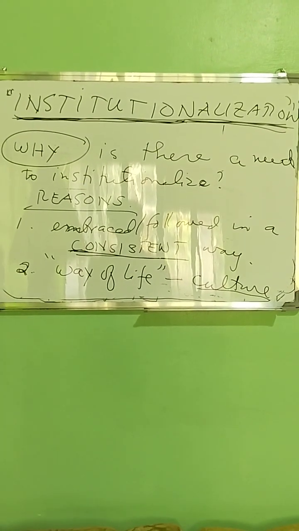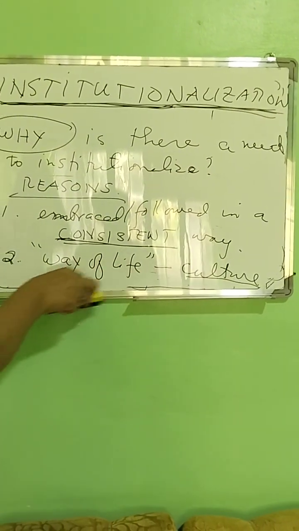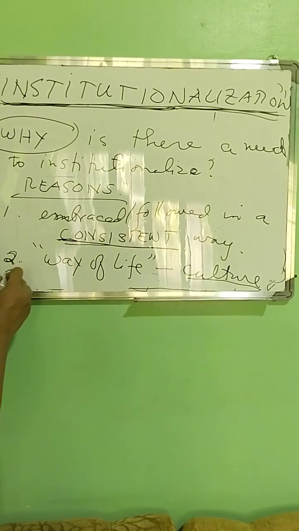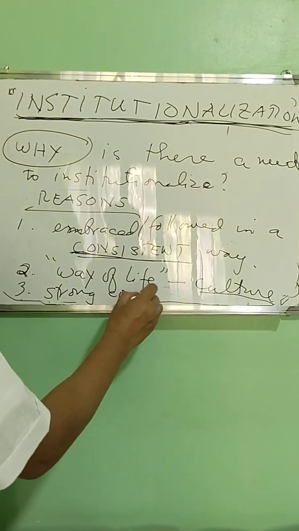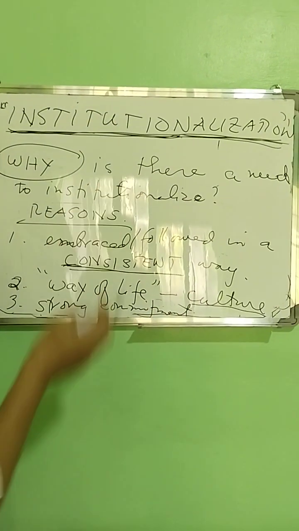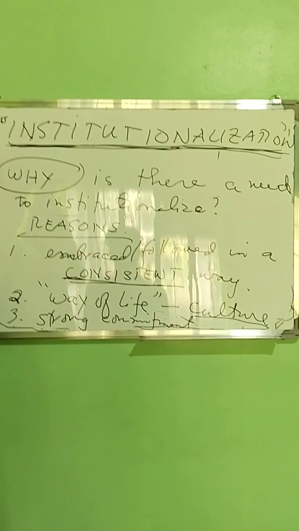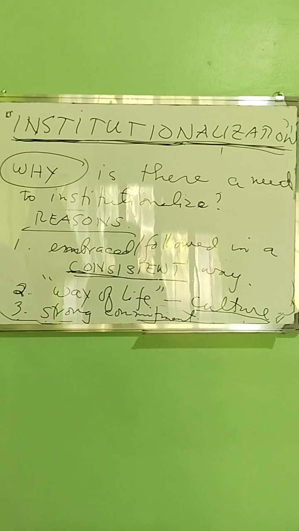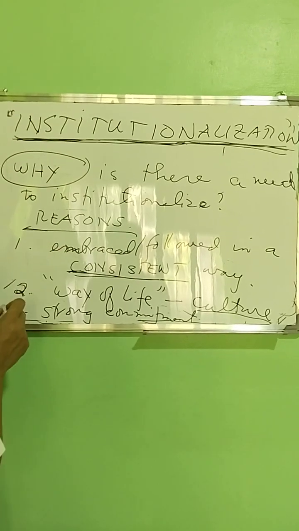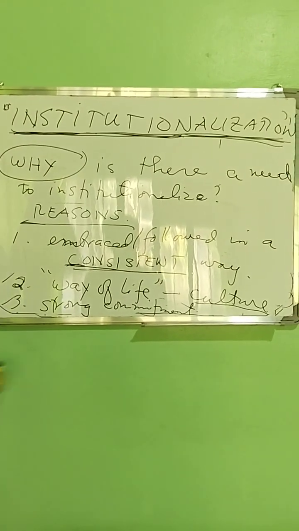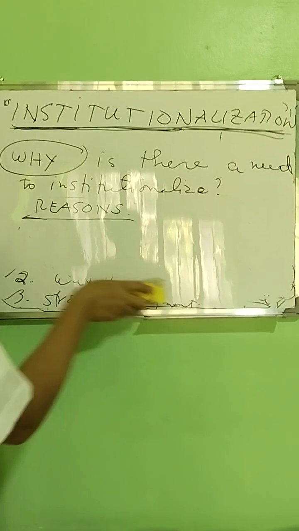The third reason why there is a need to institutionalize is, of course, to establish strong commitment. Just like any organization, what we want is a strong commitment from the members. It's not only a matter of complying, but there should be a strong commitment to follow and embrace the values and norms in that organization or society. So we are after not only being part of our culture, but there should be a strong commitment also on the part of the members.